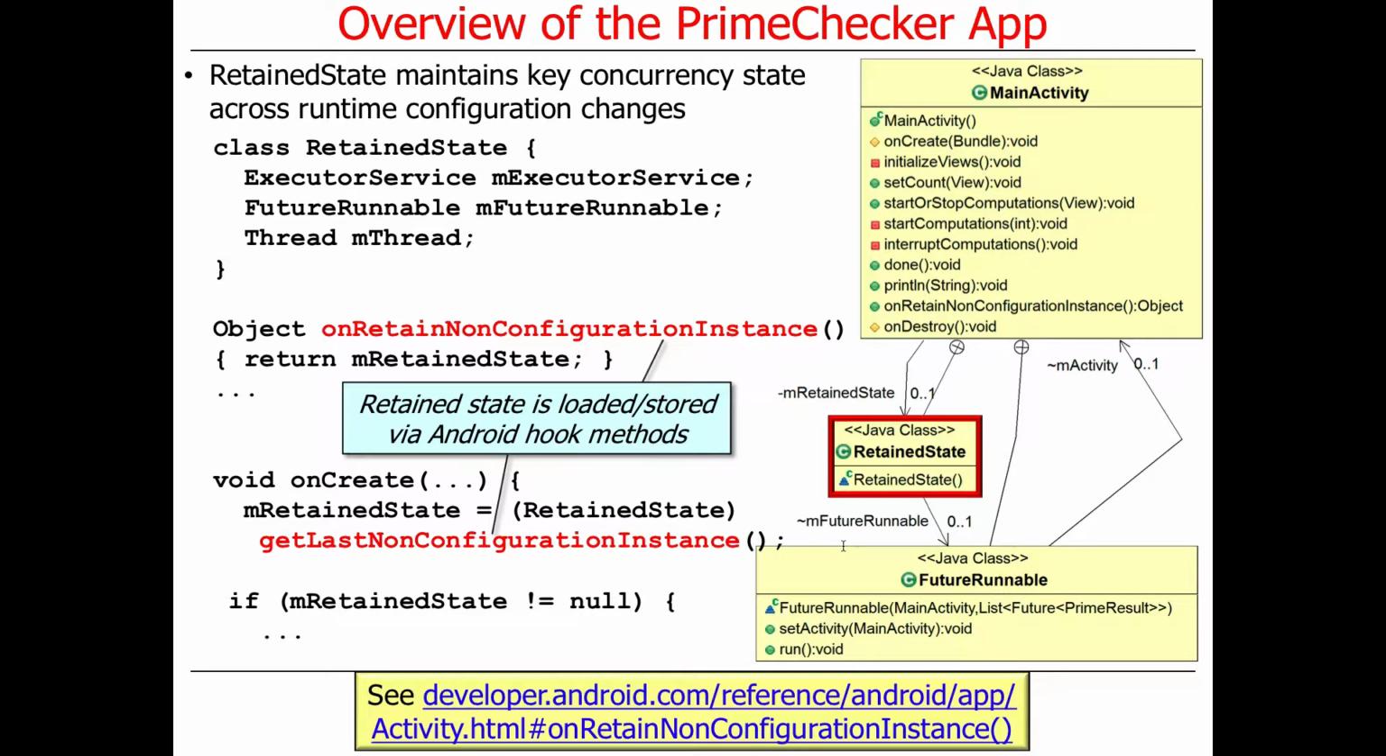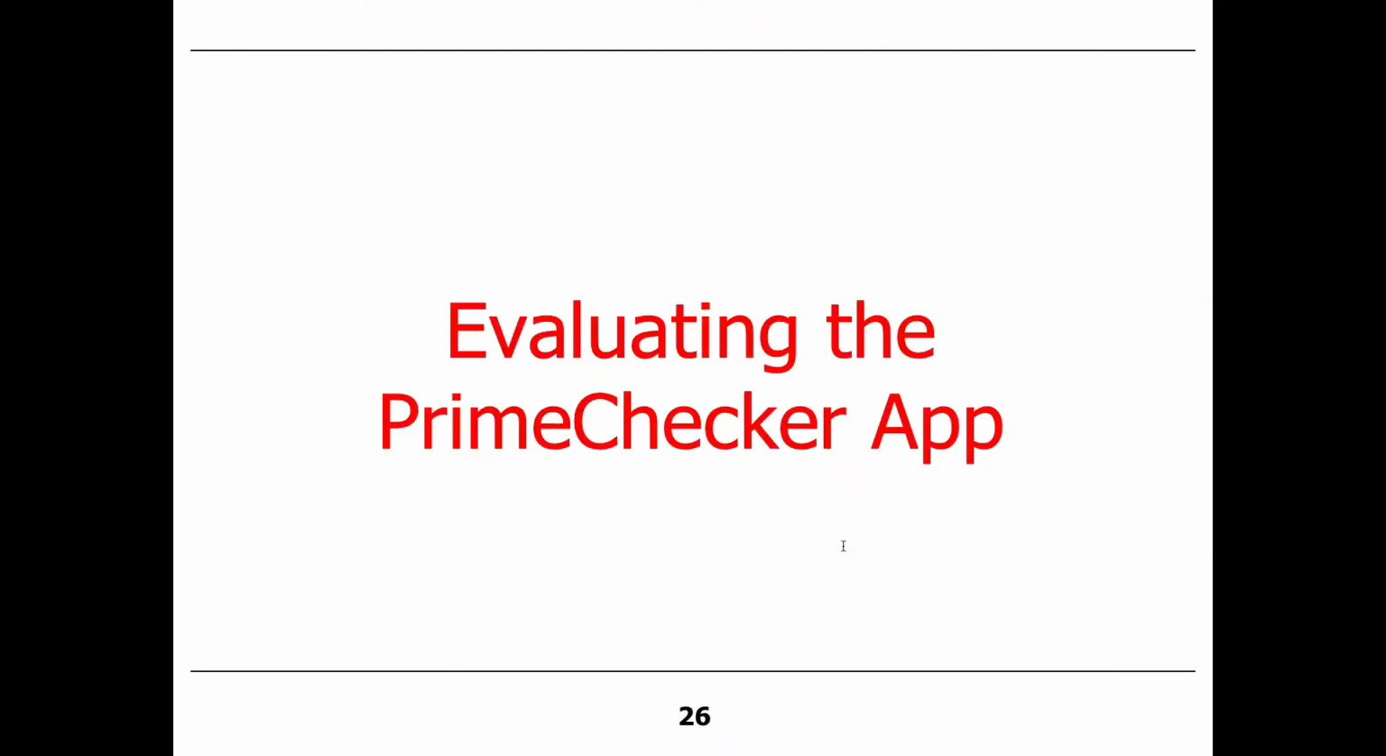And this uses a little trick in Android called onRetainNonConfigurationInstance, which is quite a mouthful, and getLastNonConfigurationInstance. Horribly named things, by the way. It's very confusing, or at least it's very long-winded. And these are basically hook methods that Android calls automatically to load and store retain state when you rotate your application. We'll talk more about this later. It's a very simple thing to do it this way.